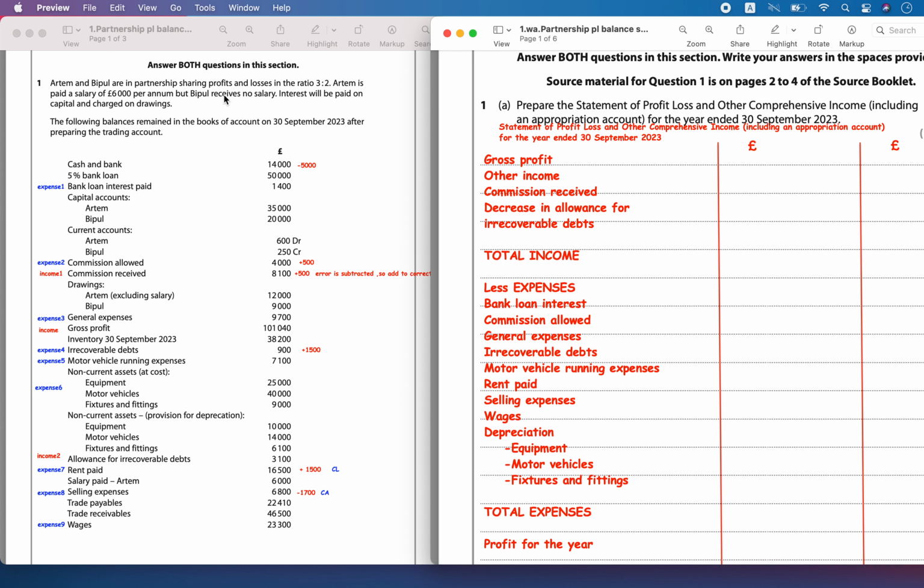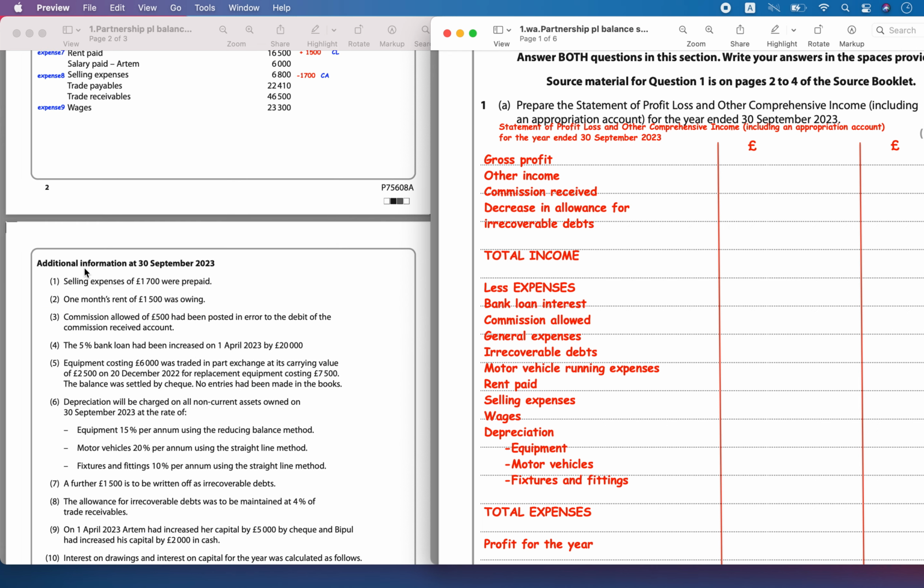Artem is paid a salary of 6,000 per annum, but Bipul receives no salary. Interest will be received on capital and drawings. The following were the balances available. So there are some additional information. So let's adjust the additional information first.